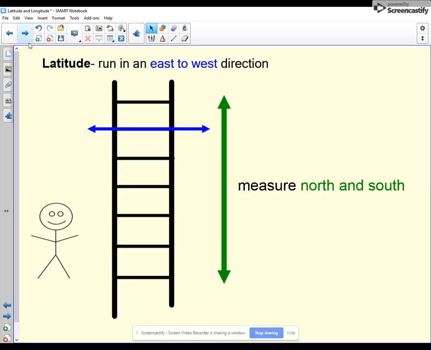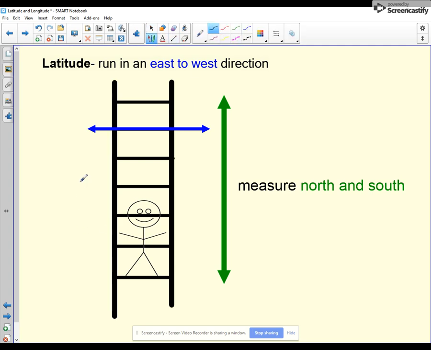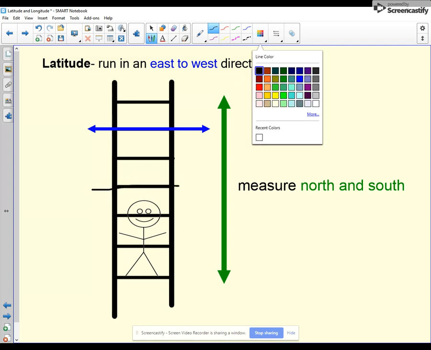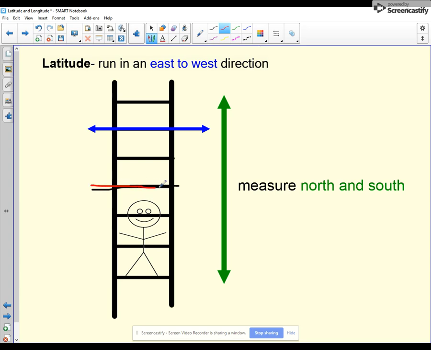Next, latitude runs in an east to west direction, like we said, but it measures how far north and how far south you go. So we're going to take my little dude here and put him on the ladder. And then let's make this line right here. Let me make it red. This will be like our 0 degrees. Okay, so right here is 0, and it's just like the equator.